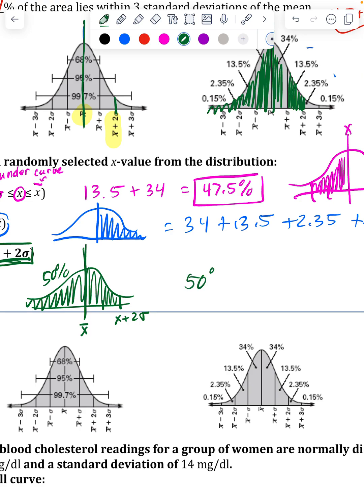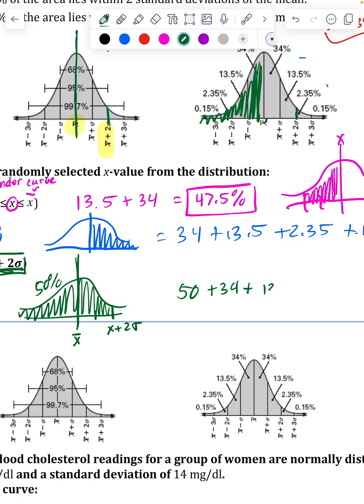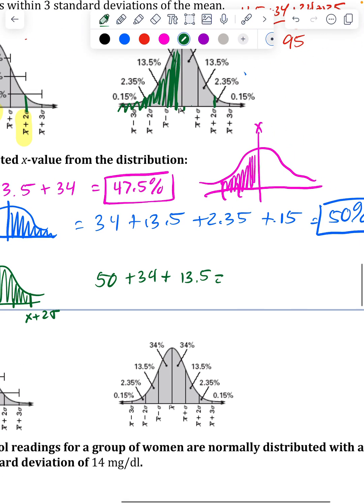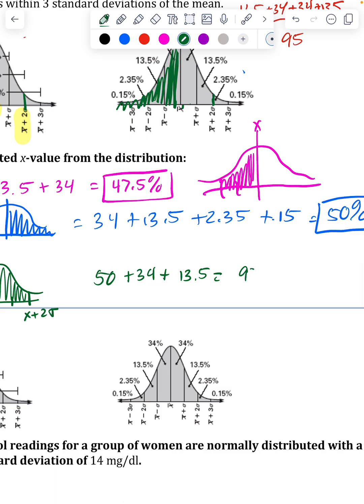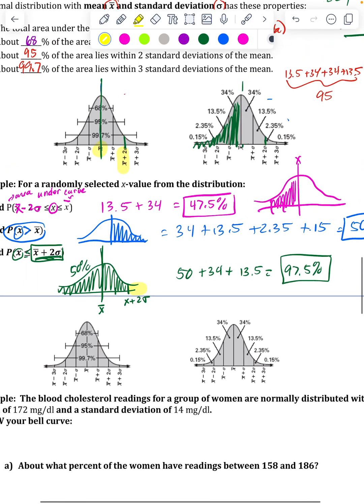So instead of doing chunks, I'm going to do that as 50. Then I'm going to add this one chunk to the right to get to 1 standard deviation. Then I'm going to add this next chunk to get to 2 standard deviations, which is 13.5. So when I do that, I just add them all up, I end up at 97.5%, which makes sense because if you look at my picture, the vast majority of it is colored in. The only part that's not is like this little smidge over here. So your answer should make sense.